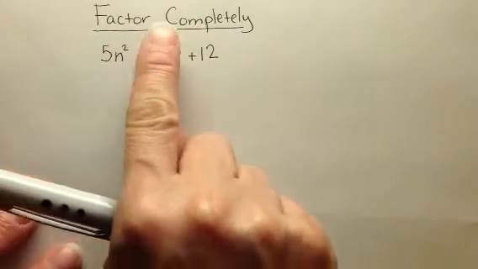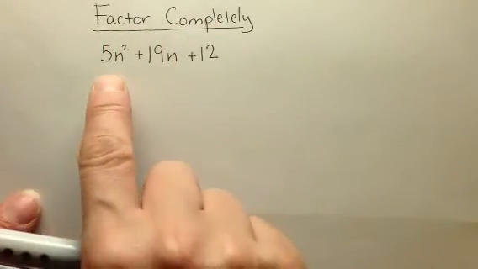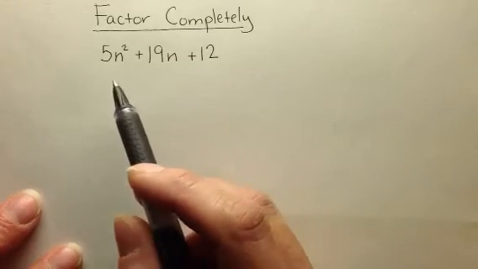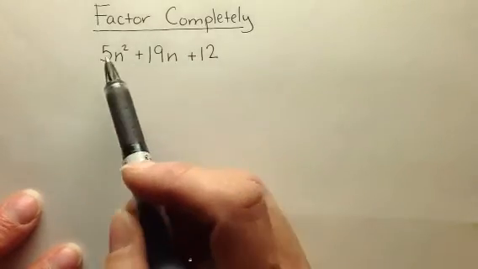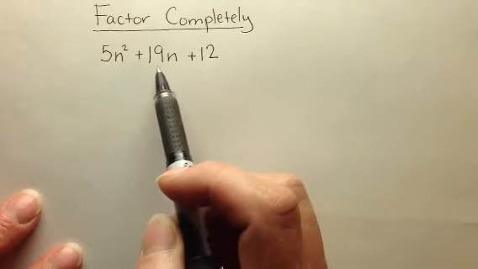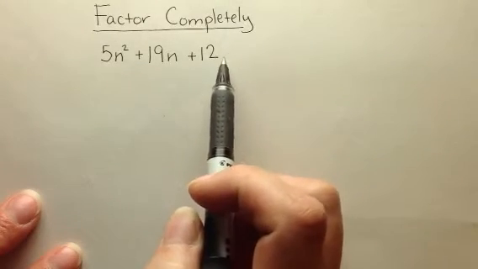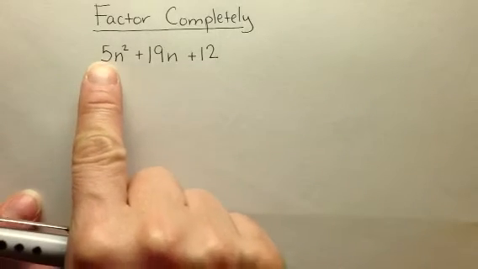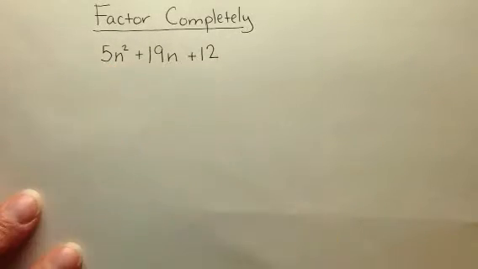My directions say factor completely. Okay, so I go through the questions I always ask myself. Do I have a common monomial factor? 5 is prime and it doesn't go into 19. This doesn't have a variable term. I'm stuck. And that's unfortunate because I've got a coefficient greater than 1.